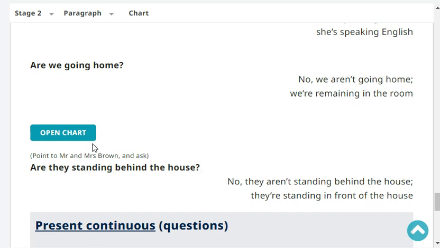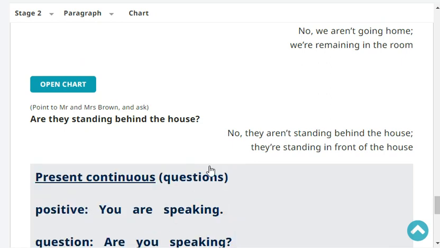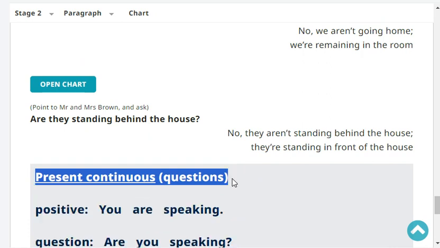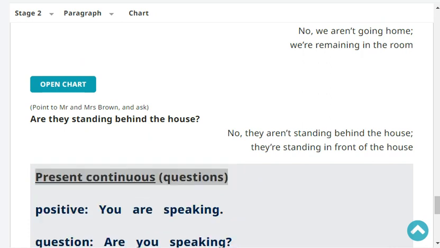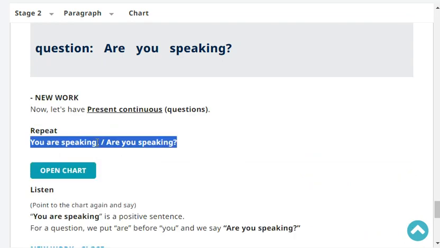Okay, so we're done with present continuous positive, present continuous negative. Now let's talk about present continuous question. Okay, present continuous question sentences. Okay, here we go. Repeat. So present continuous question positive. Are you speaking? Okay, repeat. Are you speaking?